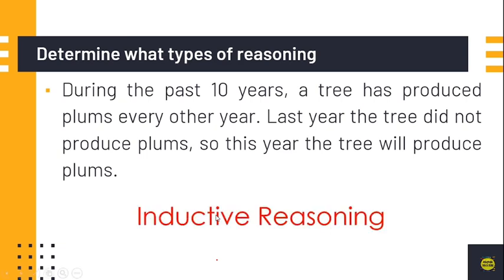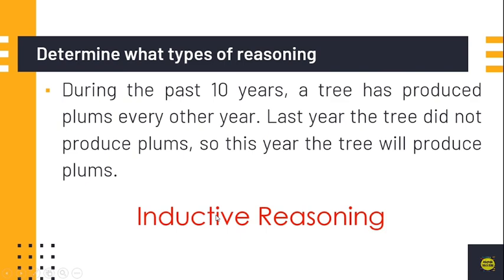The answer, class, is inductive reasoning. It has specific examples used to reach a conclusion. During the past 10 years, a tree has produced plums every other year. Last year, the tree did not produce plums, so this year, the tree will produce plums. That is inductive, from specific to general examples.